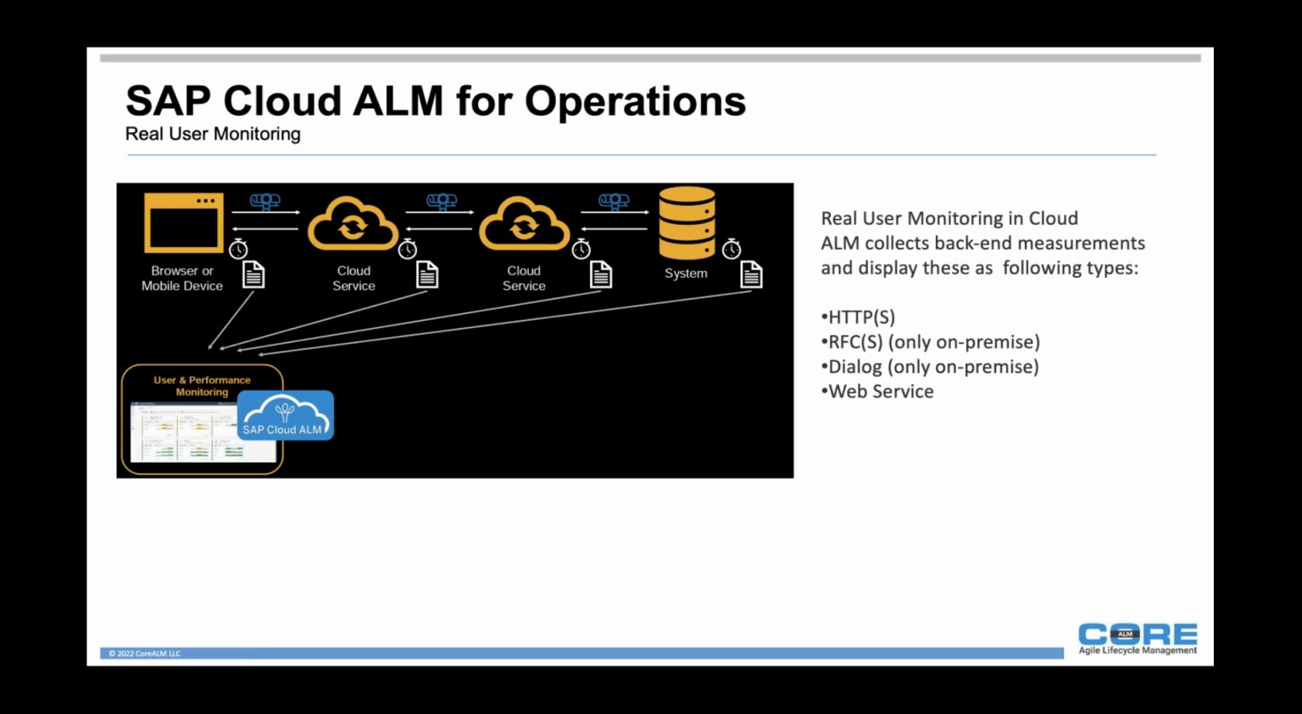Real user experience monitoring, as I mentioned, predominantly collects backend measurements. You have a browser or a mobile device where your apps are hosted, and then you have different types of cloud services which are going to provide you that data. Each of these interactions with the backend can be correlated with the user and then monitored using the user and performance experience monitoring as a single view.